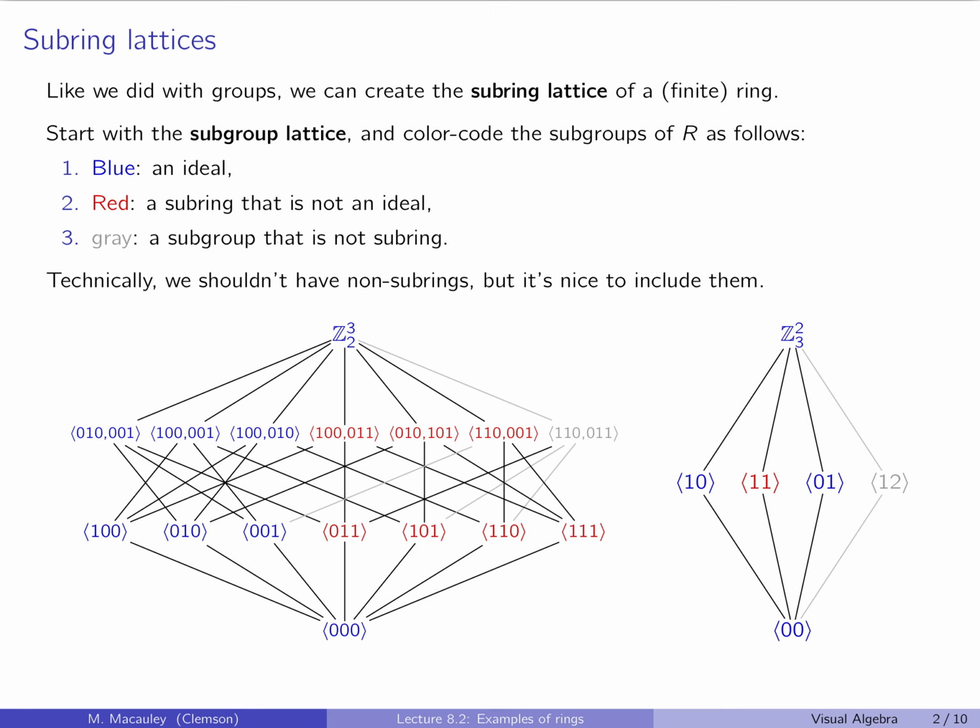Let's start with the concept of a subring lattice, which I introduced in the previous lecture. This is non-standard. It's my own definition and own convention, but we're going to rely on it heavily in this lecture. To make a subring lattice, we start with the subgroup lattice of the ring, and we color code the subgroups as follows. Ones that are ideals, we color in blue. Ones that are subrings but not ideals, we color in red. And ones that are subgroups but not subrings, we color in gray.